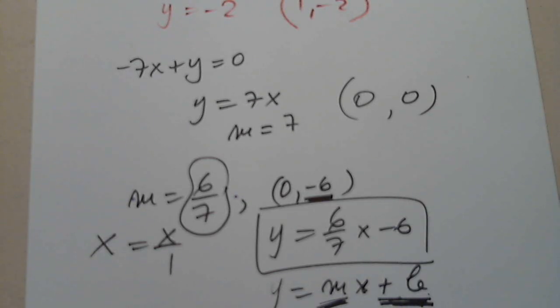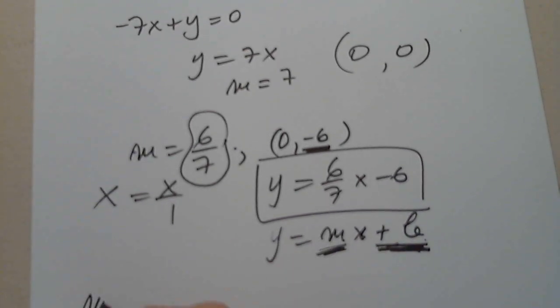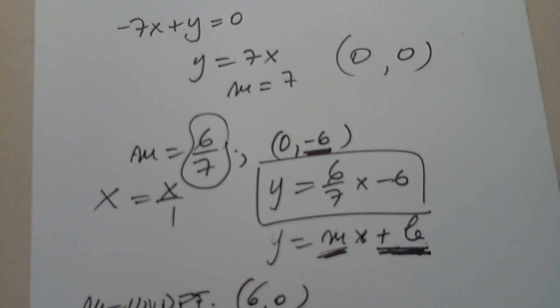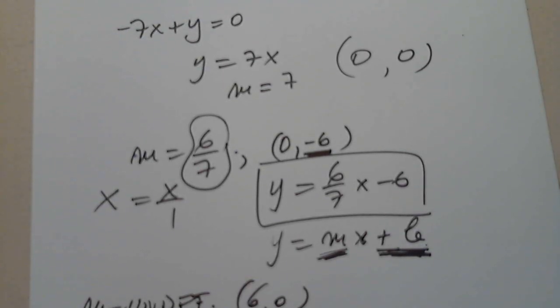Okay, the same problem. Find the equation of the line with the slope undefined. So m is undefined. And the x-intercept is 6, 0. Very good.